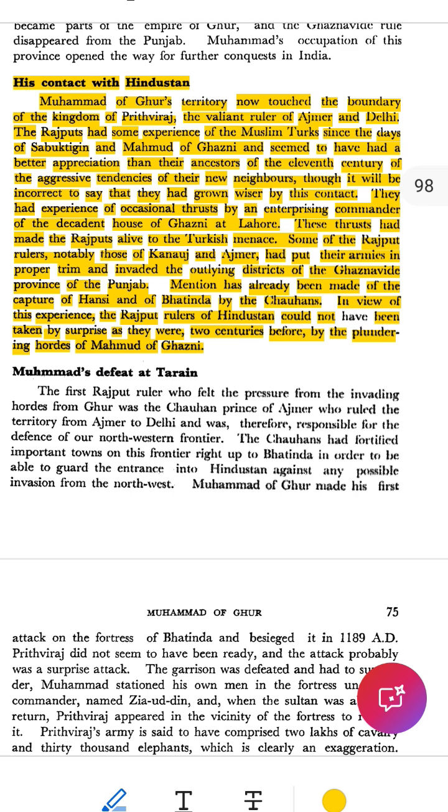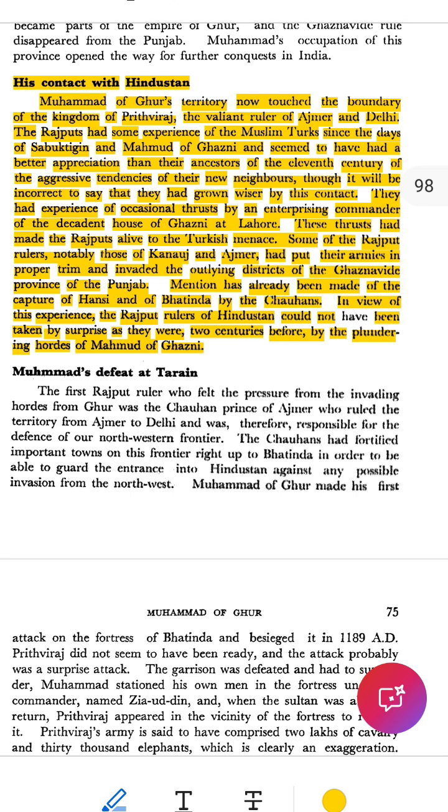4. And seem to have had a better appreciation than their ancestors of the 11th century of the aggressive tendencies of their new neighbors. The Rajputs in Muhammad of Ghur's time were smarter than the Rajputs of earlier times. They had learned something from past invasions. They understood more clearly that these Turkish Muslim rulers were aggressive, meaning they were ready to attack and expand. New neighbors equals Muhammad of Ghur and his generals.